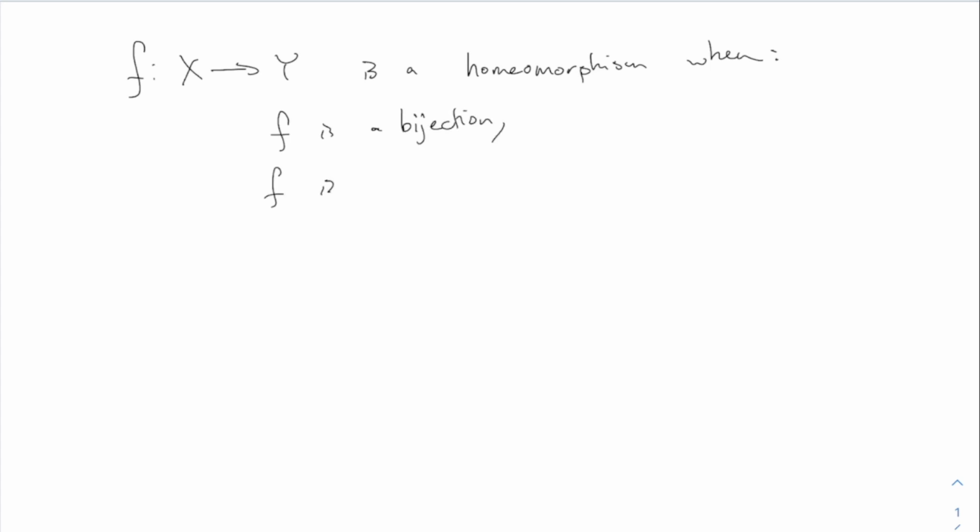A function f going from x to y is a homeomorphism when f is a bijection, f is continuous, and also f inverse is continuous. All of these things must be true to be a homeomorphism. All right, I'll put the comma there.